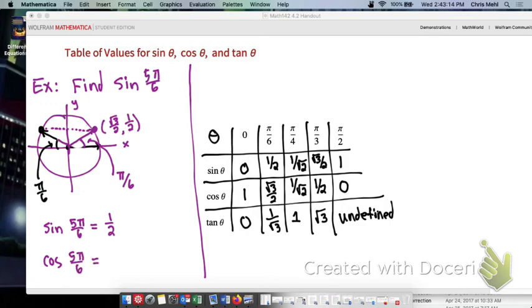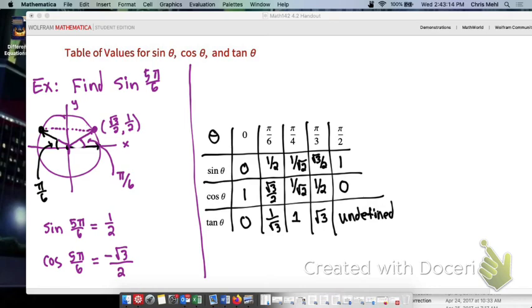If you reflect the point with coordinates root 3 over 2, 1/2 over the y-axis, the x-coordinate is just going to change by sign. So the point that corresponds to 5 pi over 6 is just a reflection of the point corresponding to pi over 6 over the y-axis. So you're just changing the sign of the x-coordinate. For that reason, cosine of 5 pi over 6 is minus root 3 over 2. So there's one example of how to get, say, sine of an angle like 5 pi over 6.